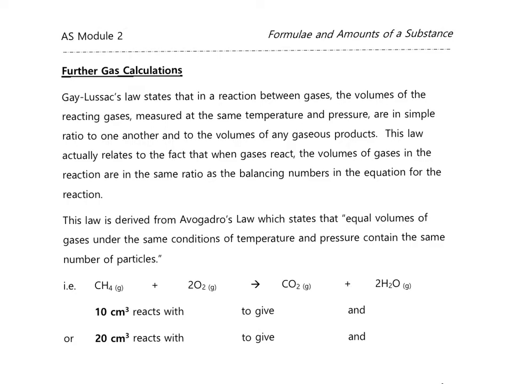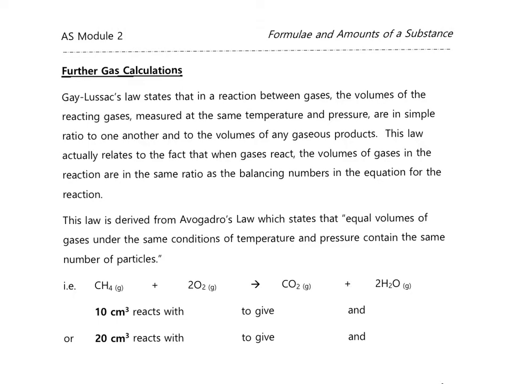Gay-Lussac's law states that in a reaction between gases, the volumes of the reacting gases, as long as they're measured at the same temperature and pressure, are in simple ratio to one another and to the volumes of any gaseous products. And this is essentially like what we say about a reaction in terms of the balanced symbol equation, that the number of moles of our reactants and products are in a simple ratio to each other and equivalent to the balancing number ratio.